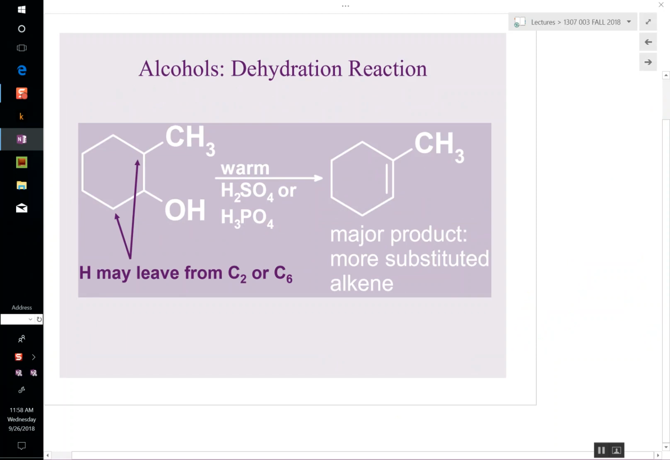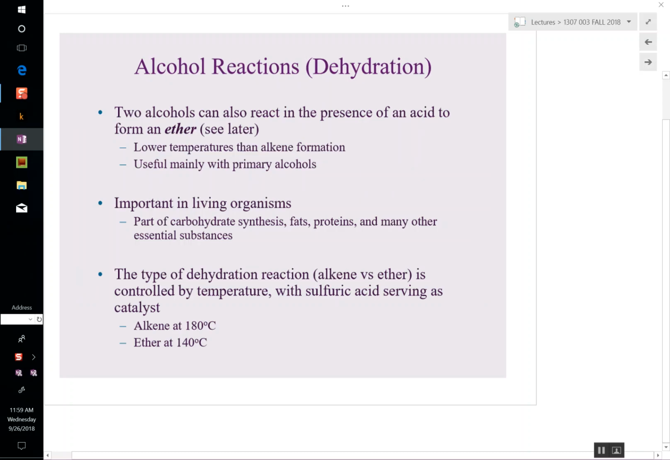All right, some of these slides I'll just say, okay, that's a little bit more on dehydration. You come back and figure out why they got the double bond right here. It could be here or here. Those are the two options, but it's right there. You'll see that's more substituted.